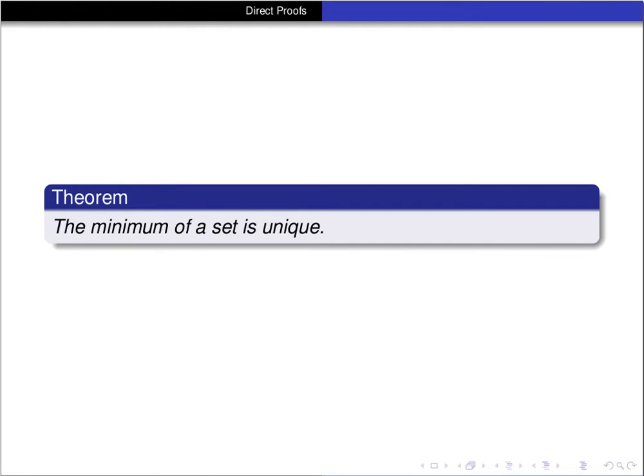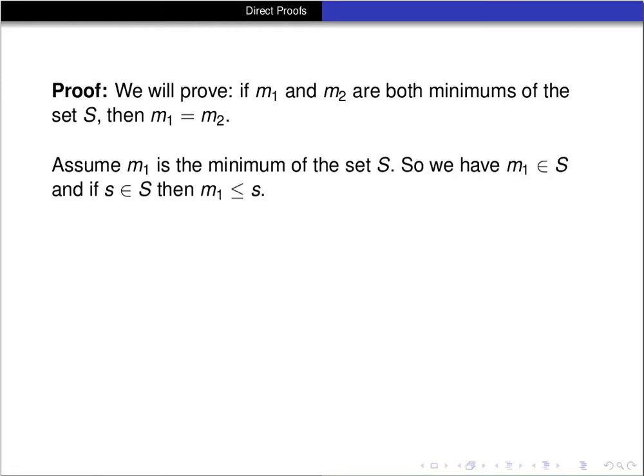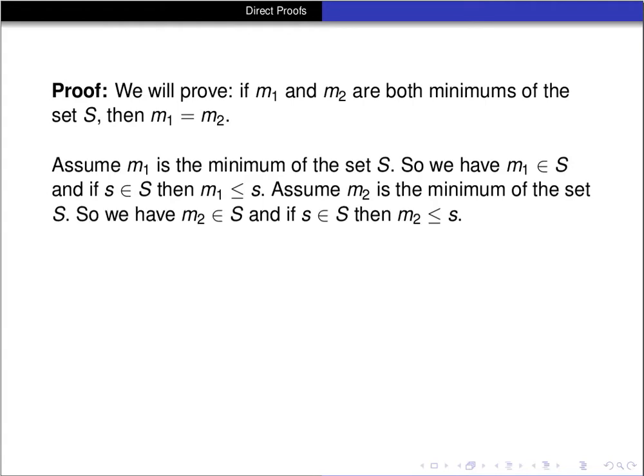Here's our theorem: the minimum of a set is unique. We can rewrite this as an if-then statement as follows: if m1 and m2 are both minimums of the set S, then m1 is equal to m2. Okay, now it's of the form if-then, so we can start a direct proof by assuming the hypothesis. So let's assume that m1 is a minimum of the set S. So we know that m1 is an element of the set S, and if s is an element of S, then m1 is less than or equal to s. Assume m2 is a minimum of the set S. Then m2 is an element of S, and anything in S is greater than or equal to m2.